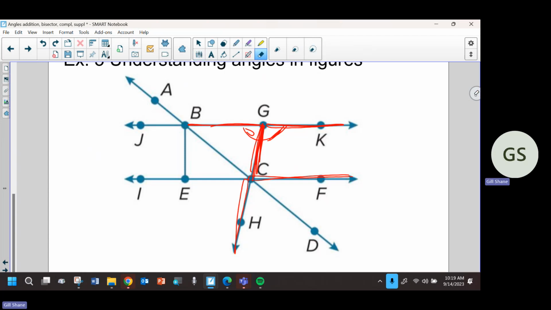So that's what I'm about to go with: ECF. Here's one that kids get confused on in a future lesson, so I can't spend a bunch of time on it right now. There's a straight line right here, right? That's a straight line. What's true about those two angles?